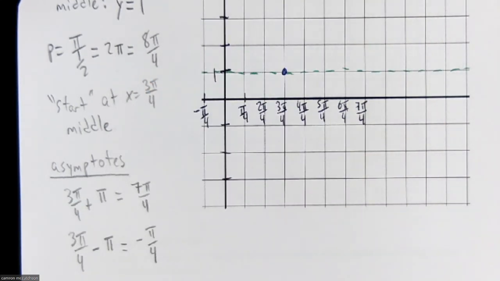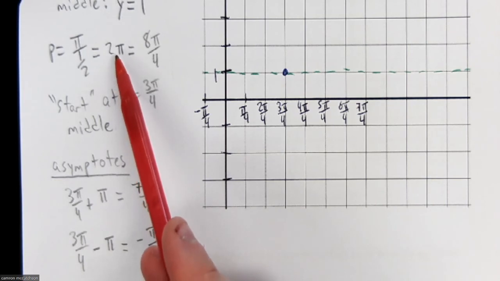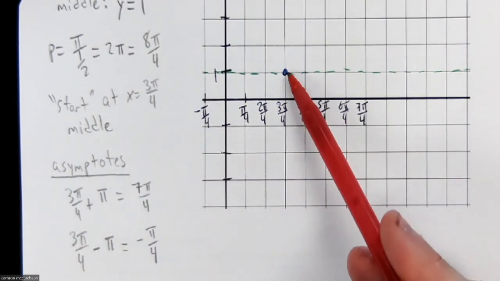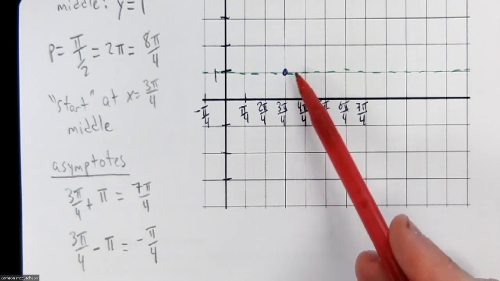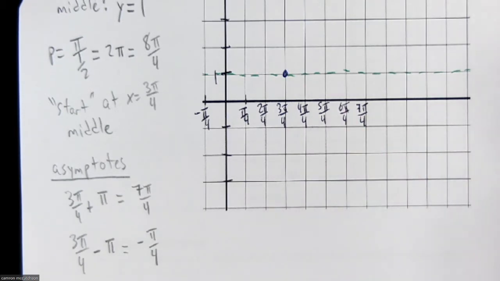I'm confused how you get the pi thing. Like 3 over 4 plus pi. The plus pi. Because my period, which is going to be the distance between my two asymptotes, is 2 pi, right? This is going to be directly between the two asymptotes. So pi this way and pi that way. So that'll give me my 2 pi.